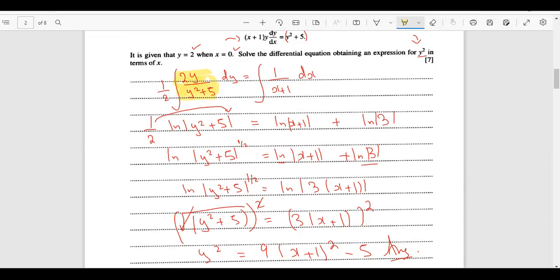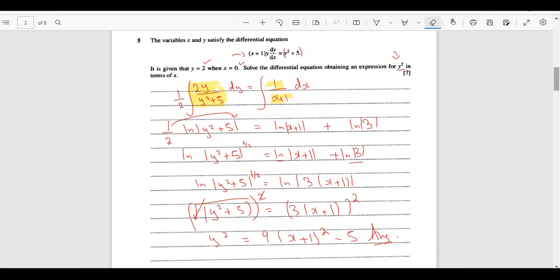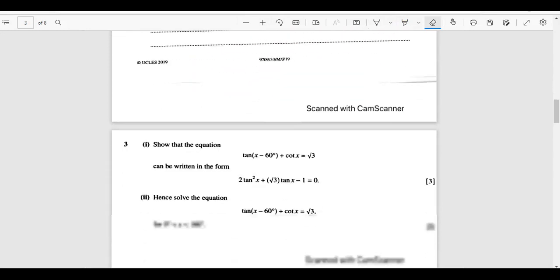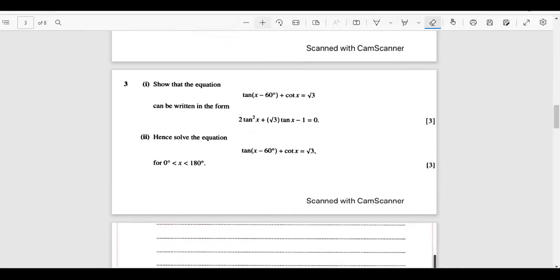And if you were able to identify this natural log, in most of the questions you would also be getting a natural log on this side, and that would be a hint for you. Okay, is that okay, this one? Yes. Okay, very good.